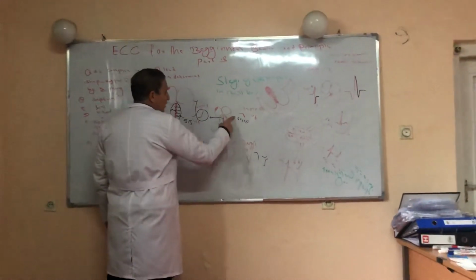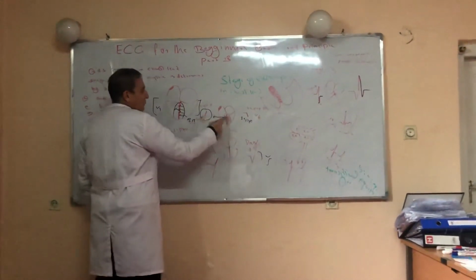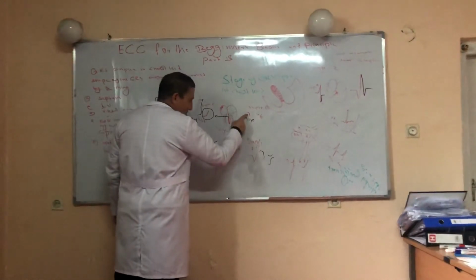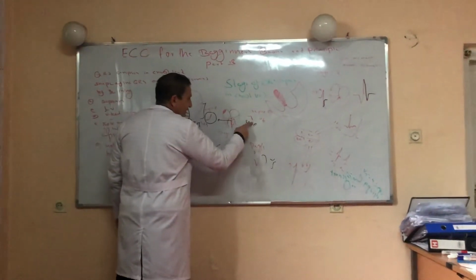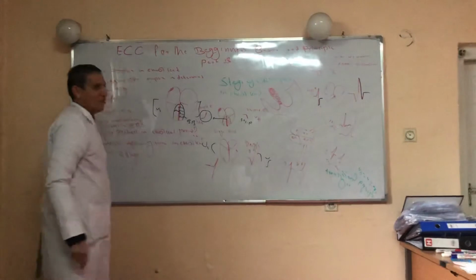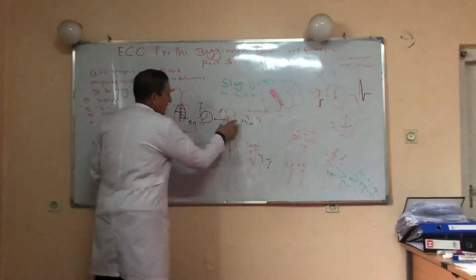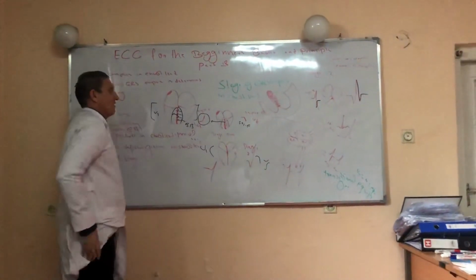On the opposite side, when the electrical impulse moves toward V1, it moves away from V6. In V6 it produces a small negative wave, which is called septal Q. This was stage 1.